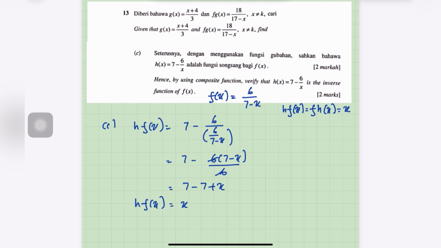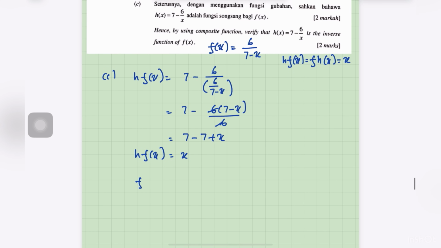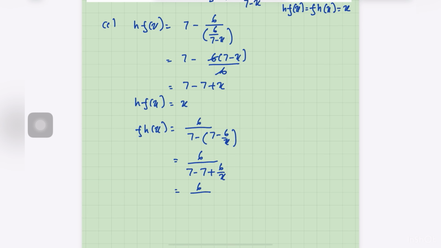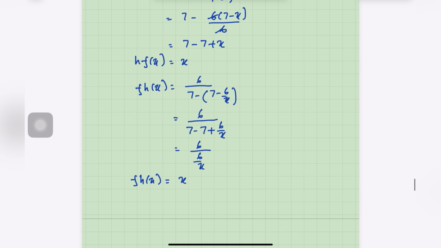Ni baru hf(x). So kita kena cari fh(x). So h into f. Okay, so 6 over 7 minus 6 over x. Okay, so this one is 6 over 7 minus 7 plus 6 over x. This one equals 6 over x. So then fh(x) equals x. So sama kan?